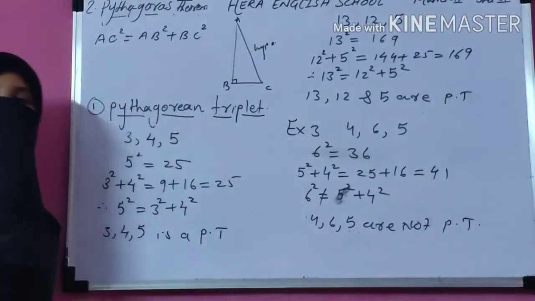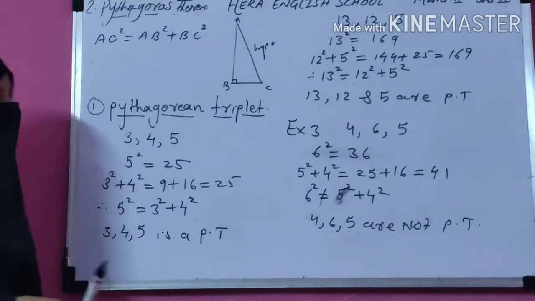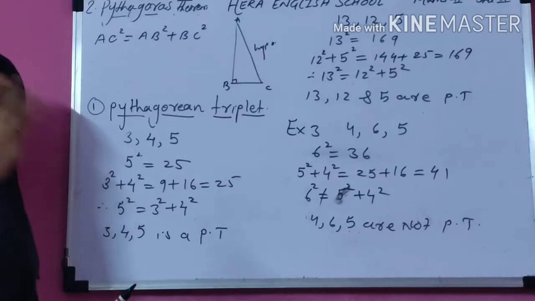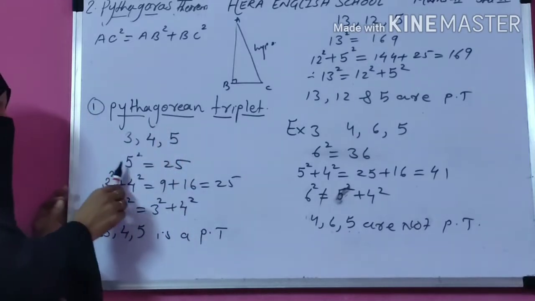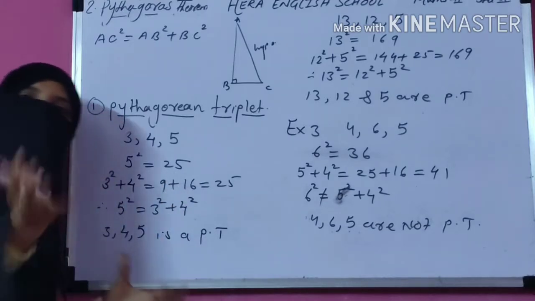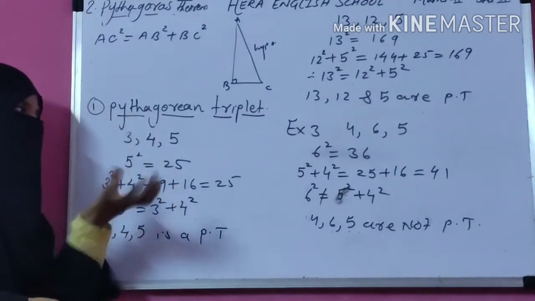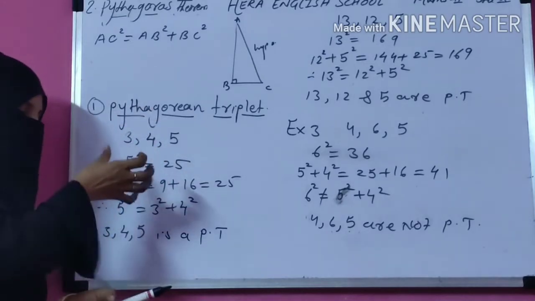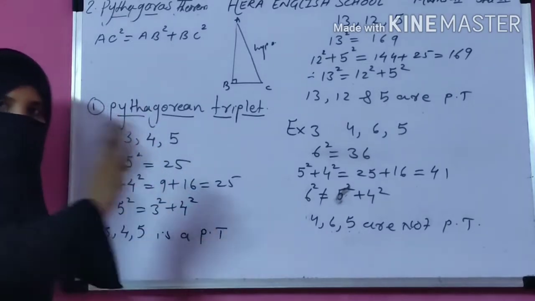Got the idea of Pythagorean triplet? A Pythagorean triplet is nothing but a group of three numbers in which the square of the greater number is equal to the sum of the squares of the remaining two numbers. If this condition is satisfied, then the group of three numbers is a Pythagorean triplet.